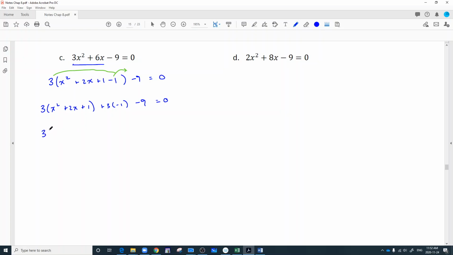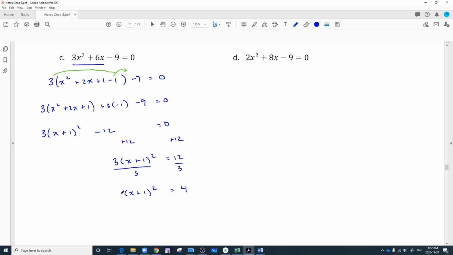And you're left with 3 times, this is the perfect square of x plus 1 all squared, minus 3 minus 9 is minus 12 equals 0. Now I've turned it into an equation that I can solve algebraically using the square root method. So I'm going to add 12 to each side. I get 3 times x plus 1 all squared is equal to 12. Then I'm going to divide each side by 3. I'm left with x plus 1 all squared is equal to 4.